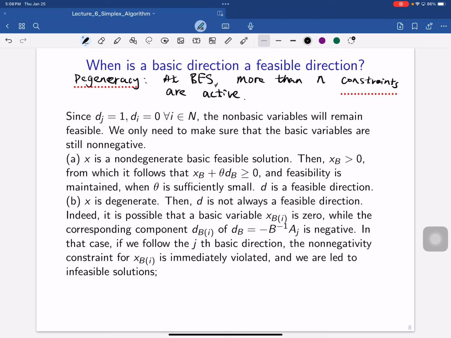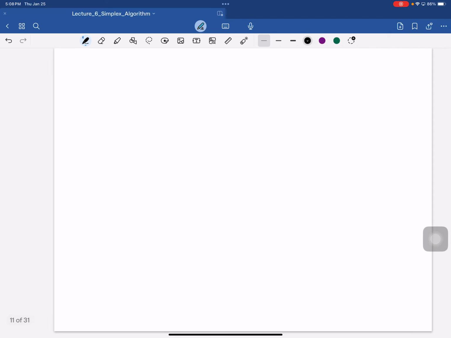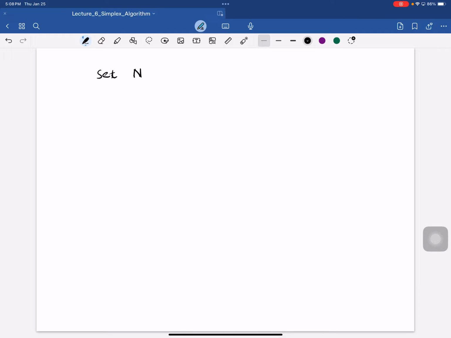Does that make sense? No? Okay, yeah, let me rephrase that. So the variables in set N are the non-basic variables. There are n minus m of those, right? And you set xi equal to 0 for all the i in the non-basic set. And you have this constraint Ax equals b. Those are m constraints, right? So in total, they are n constraints.